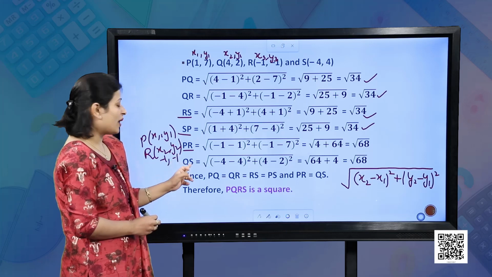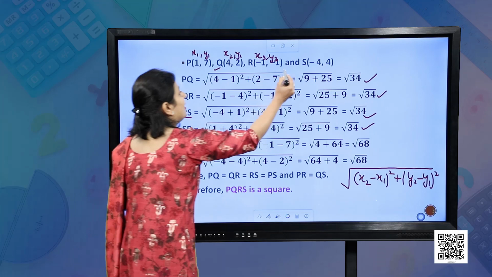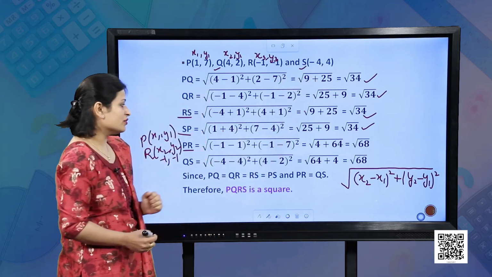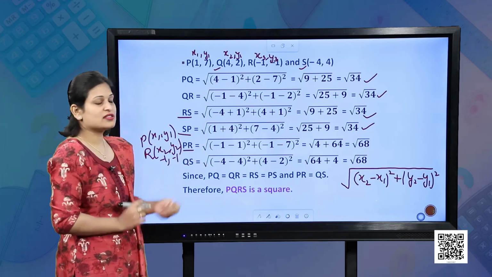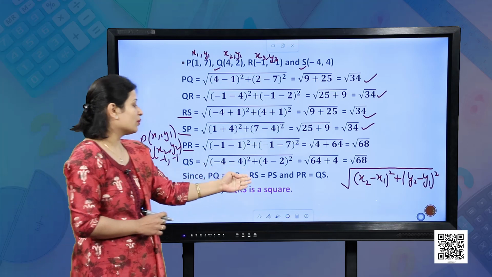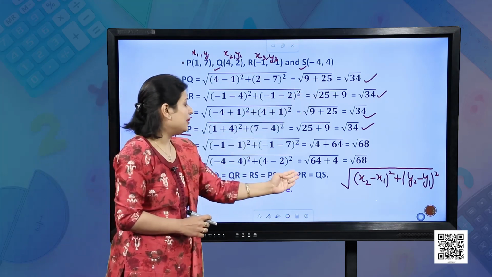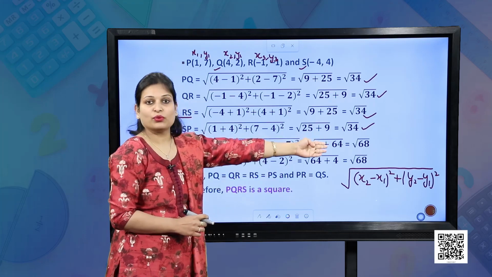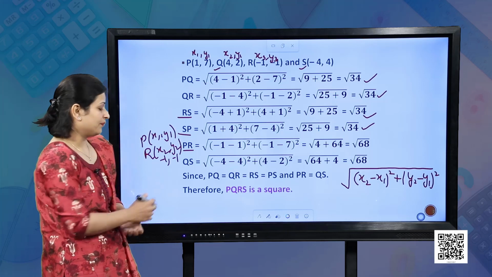For QS, again you have to consider Q and S, substitute the values, and you will get square root of 68. So, the lengths of the diagonals are also the same. Since PQ is equal to QR is equal to RS is equal to PS, which is square root 34, and PR is equal to QS, which is square root of 68, PQRS is a square.